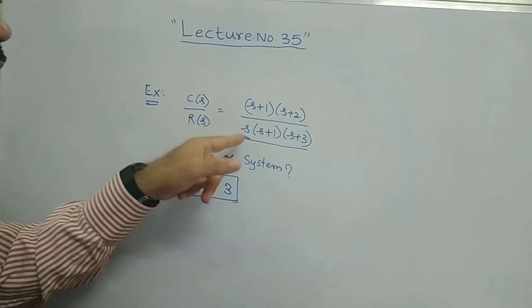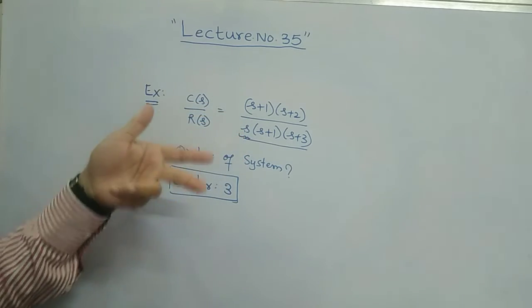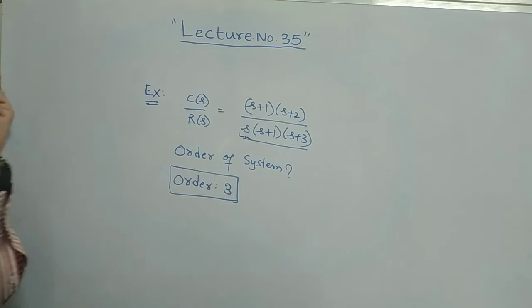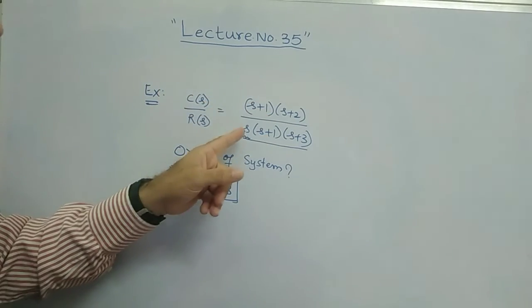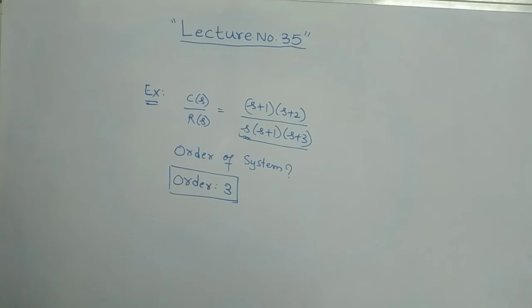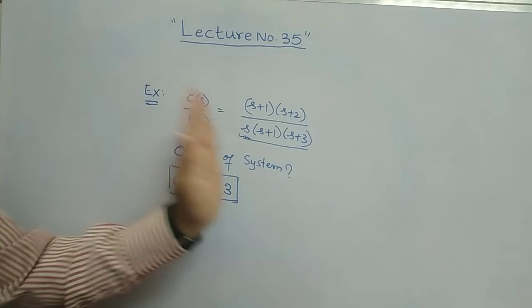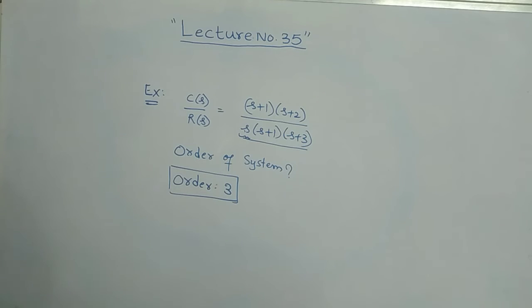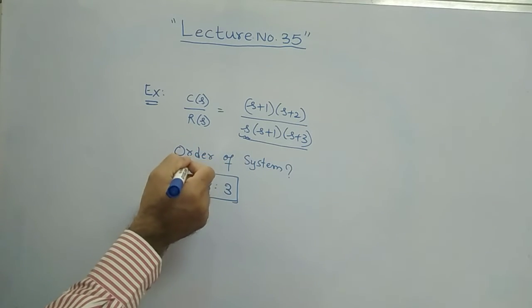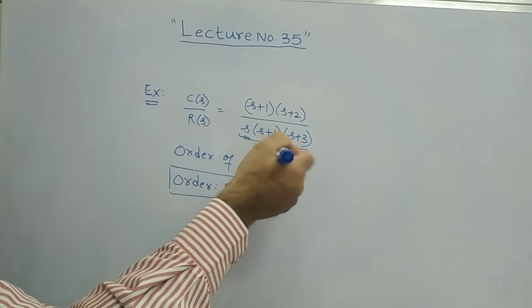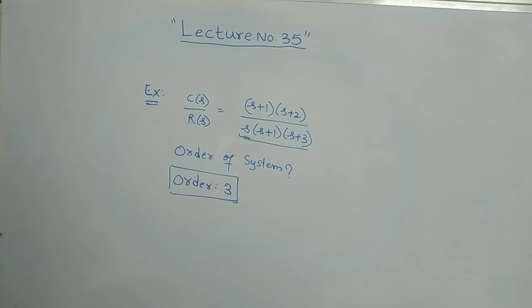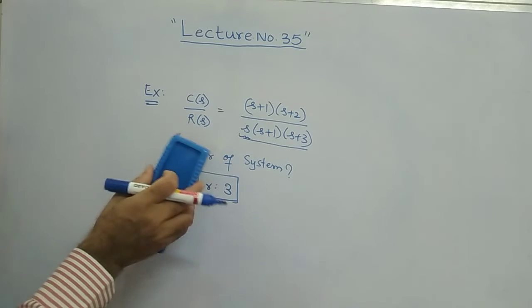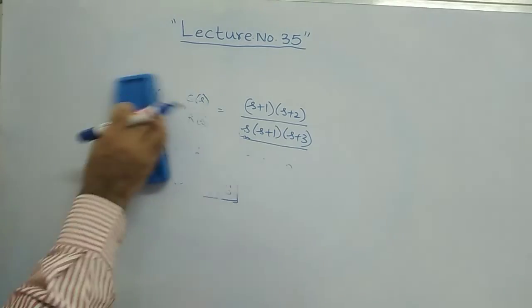Whereas, what is the type number of the system? If the type is to be identified, then the type is 1 here, because s power n value is 1, so it is a type 1 system and the order of the system is 3. Sometimes they will ask a problem to find out both the order and the type of the system. So for the order of the system, you need to multiply all the denominator s factors and identify the highest order. That is the order of the system.